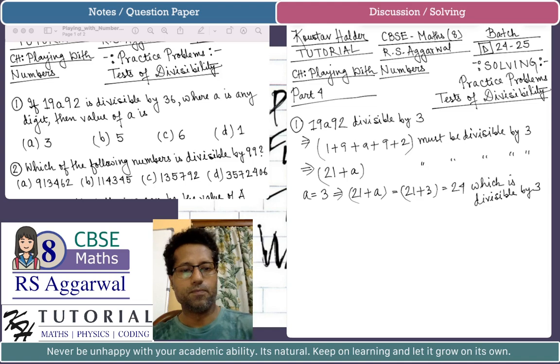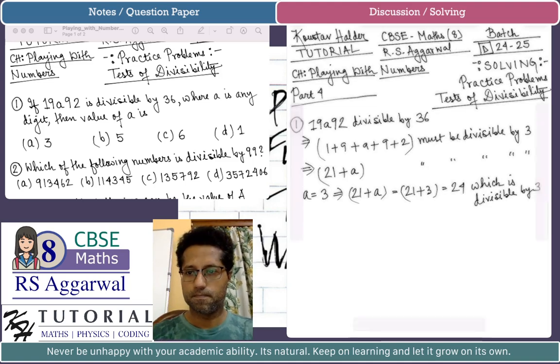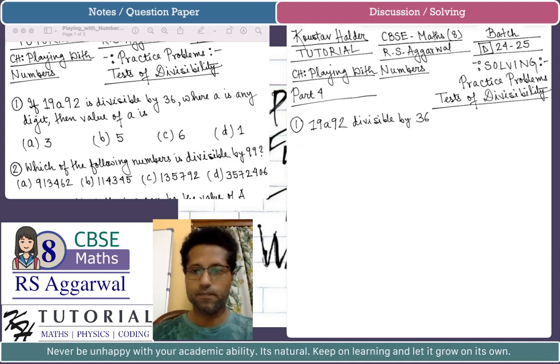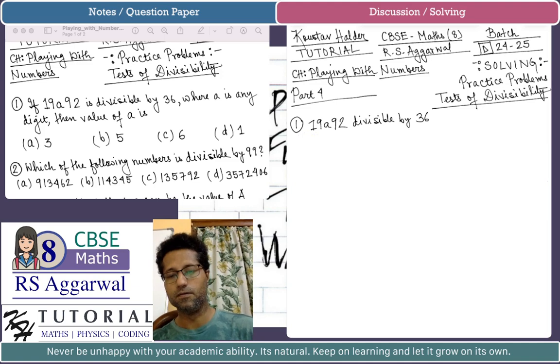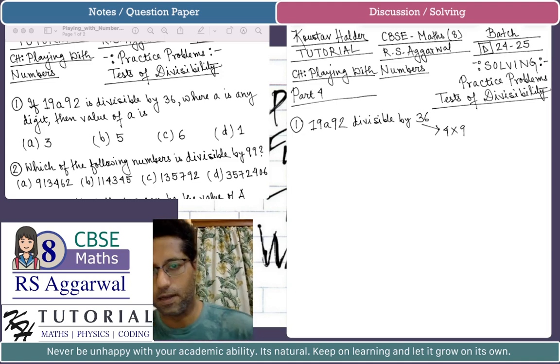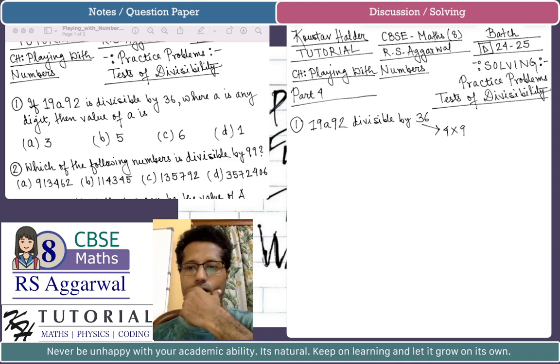Oh, sorry. The problem is if 19A92 is divisible by 36. I'm really sorry, my mistake. I read the question incorrectly. So it is given that 19A92 is divisible by 36. Now 36 means it is 4 multiplied by 9. So this implies that 19A92 must be divisible by both 4 and 9.